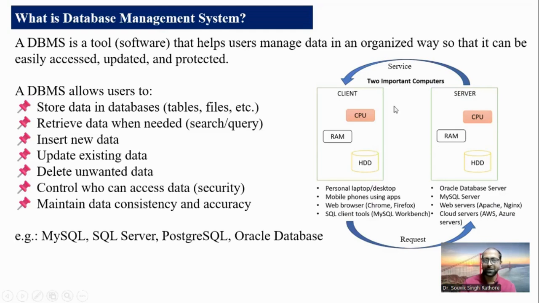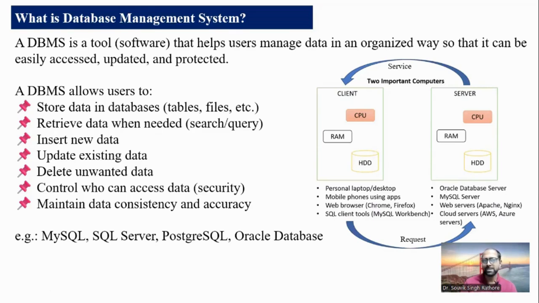Now look at the figure over here. This diagram explains how databases work in real life. On the left side, we have the client. Both the clients and servers are nothing but computers. A client has a CPU, it will have its RAM, it will have its storing device. This computer can be your laptop, it can be your mobile phone, it can be your web browser.